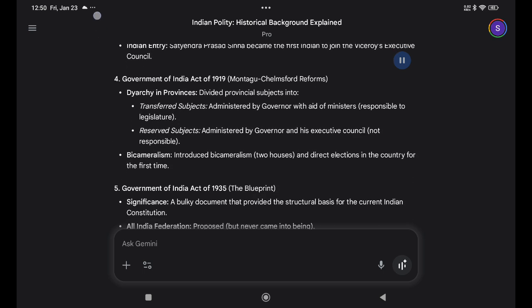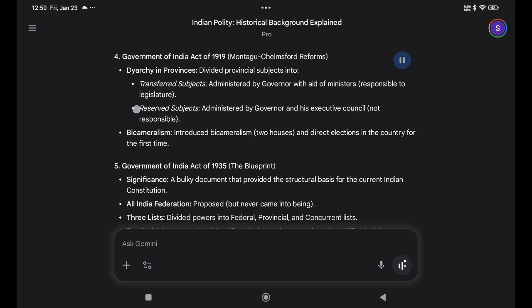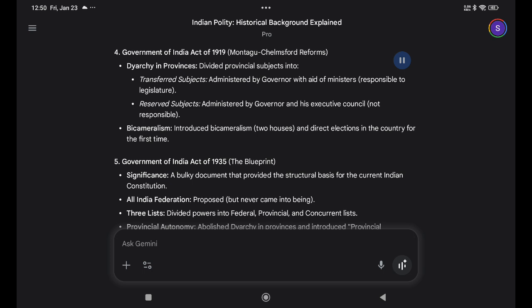4. Government of India Act of 1919, Montagu-Chelmsford reforms. Diarchy in provinces: divided provincial subjects into transferred subjects, administered by the governor with the aid of ministers, responsible to the legislature. Reserved subjects, administered by the governor and his executive council, not responsible. Bicameralism: introduced bicameralism, two houses, and direct elections in the country for the first time.